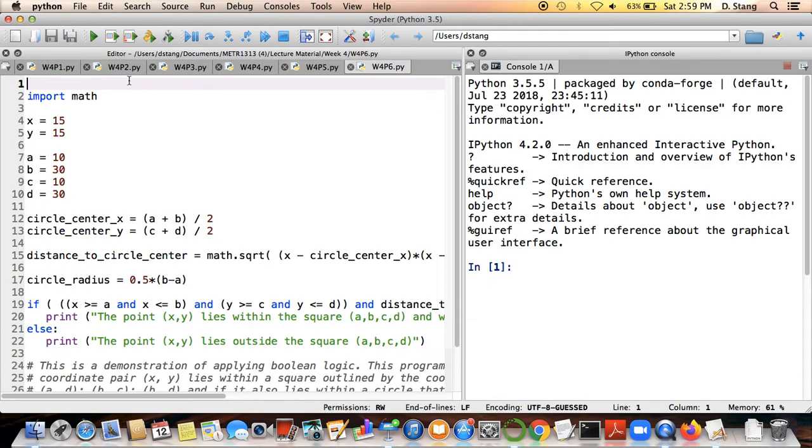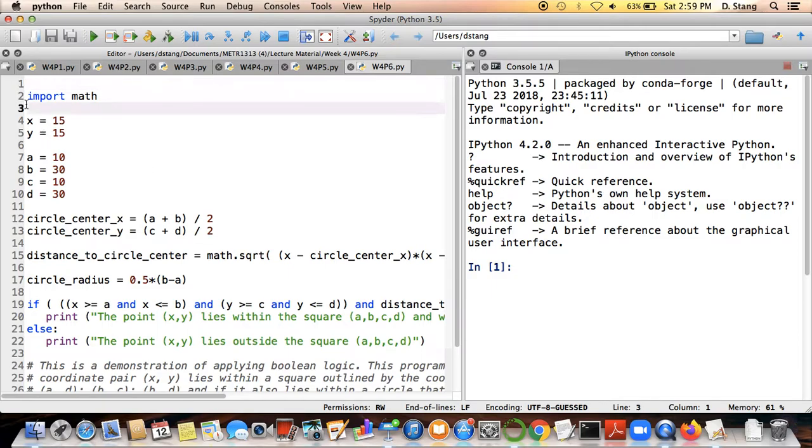Hello class, welcome to the final segment in the week 4 material. In this final segment we're going to take what we did in the previous segment, the application side of things, and add a circle to the mix, and then also ask if a particular point in question lies both within the rectangle and within the circle that is centered in the rectangle itself.